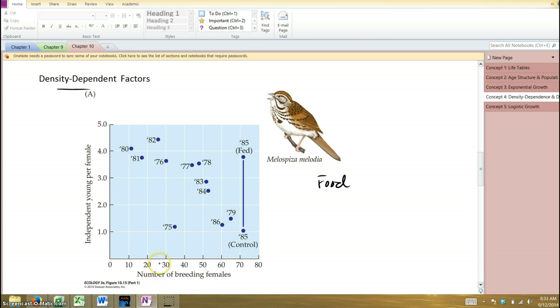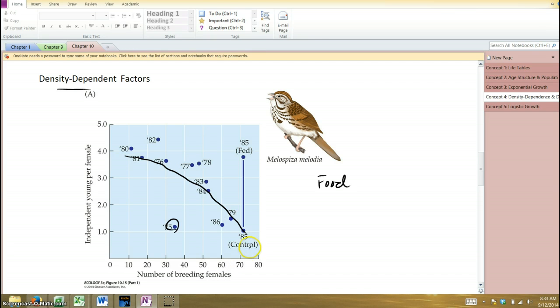So in this study of these birds, I think a type of sparrow, we see that as the number of breeding females increases, you generally have this sloping curve downward. There's one anomalous year when the population wasn't that large, but they didn't do so well reproductively. But for the most part, you can see as population increases, the number of breeding females, the reproductive output decreases.